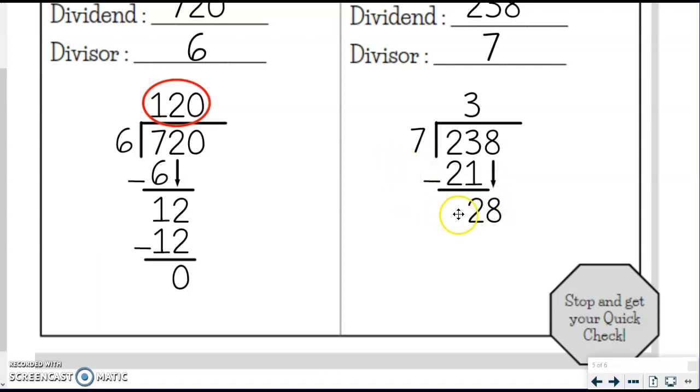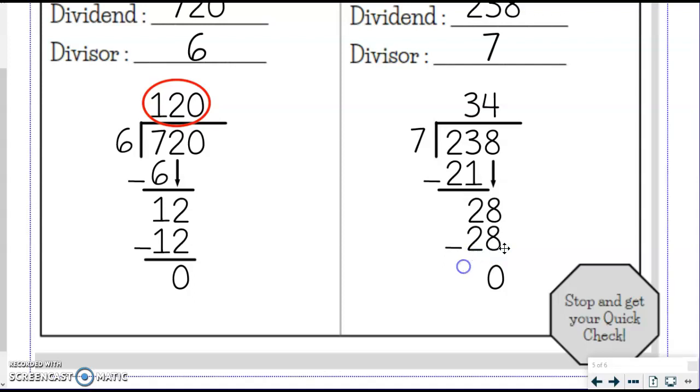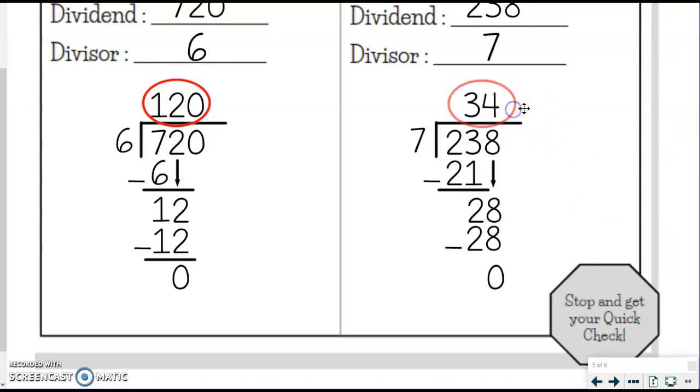And 7 fits into 28 4 times exactly. Happy, happy thoughts. So we do 4 times 7 to give us that 28. And we subtract to end with our 0. There we go. My line keeps messing up. Anywho, no more numbers to bring down. 0 is, of course, less than 7, so our answer is 34. Some things are trying to hide on me. There it is, okay?